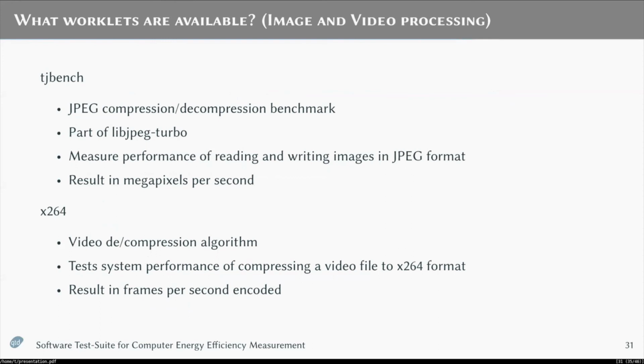Then we have two worklets for image and video processing. The image processing worklet is based on TJBench or libjpeg turbo, which is a JPEG compression and decompression benchmark. And it gives you a result in megapixels per second. And we do have an X264 worklet, which does video encoding with the X264 codec. So it basically encodes an example video and measures the frames per second the machine can encode.